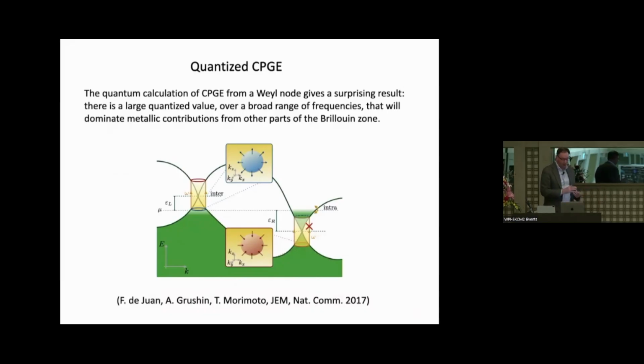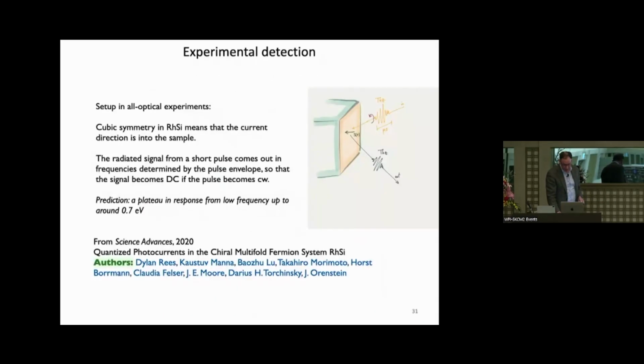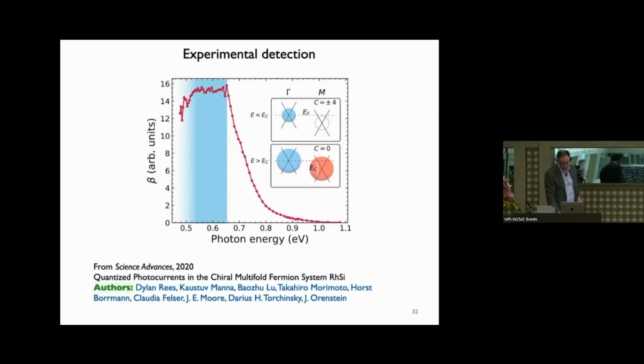So I should get a strong photocurrent up to some frequency, which is 0.7 electron volt in rhodium silicide, according to theory, and then it should turn off. And remarkably, I'm showing the first experiment. There are a couple of later experiments on other compounds. That is more or less what happens.